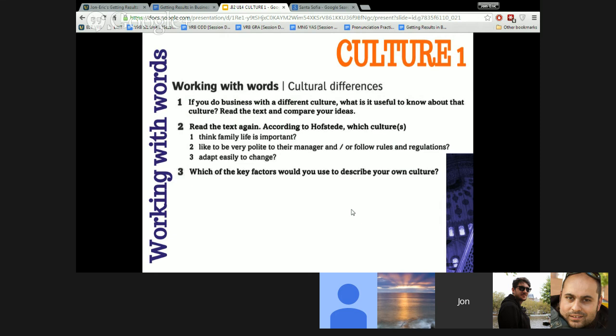According to Hofstede, which cultures think family life is important? Not according to you, but according to Hofstede. Northern Europe. And what did he call Northern Europe? What was the adjective he used to describe them? Feminine, right. He called them feminine, like Sweden and Finland. Was that the only type of culture which is interested in family? Just the so-called feminine?